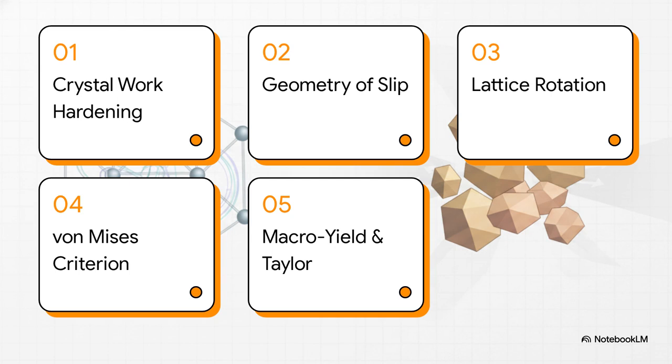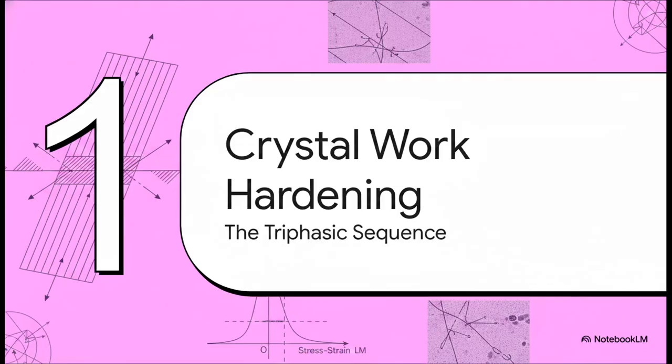So here is the deductive roadmap for our analysis today. We'll start with single crystal work hardening, move into the geometry of slip activation, explore the kinematics of lattice rotation, unpack the von Mises yield criterion, and finally synthesize it all with macro yield and the Taylor factor. Let's jump right into Section 1, single crystal work hardening and the triphasic sequence.